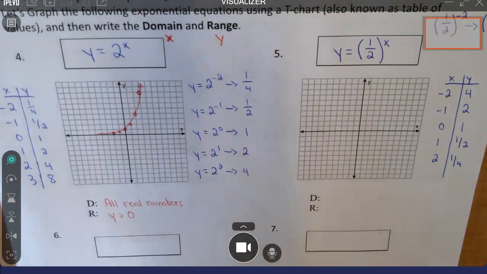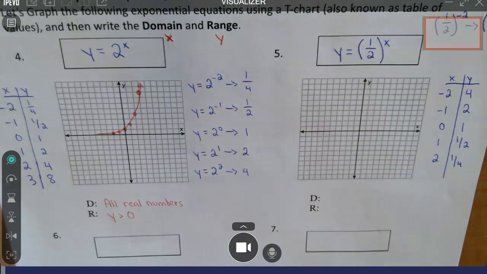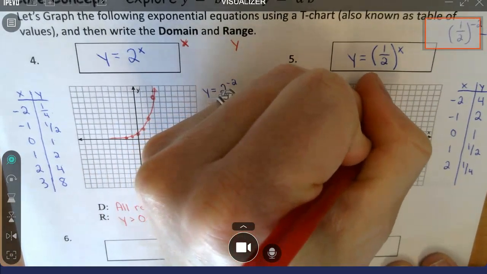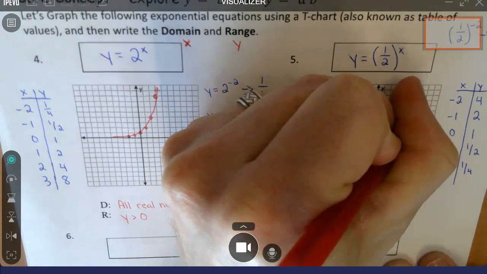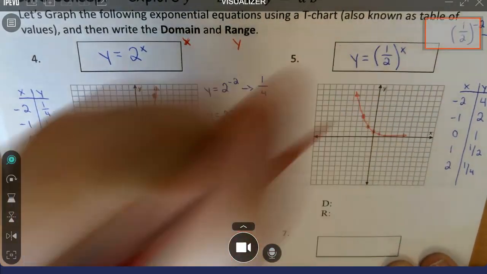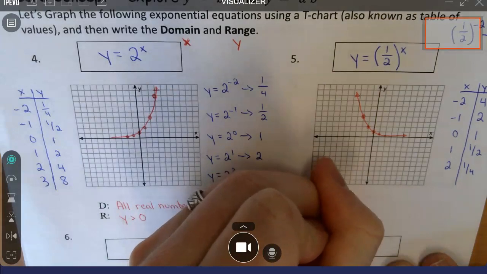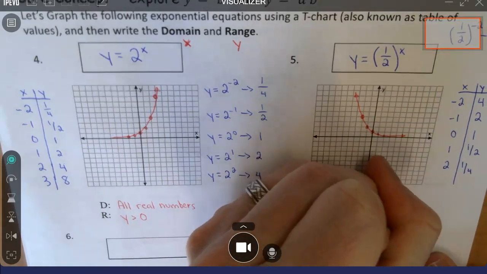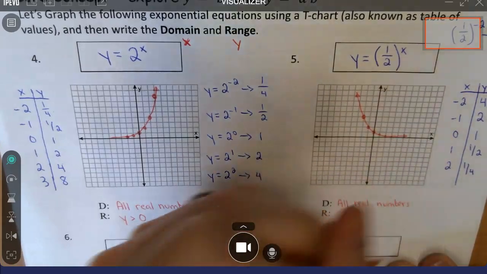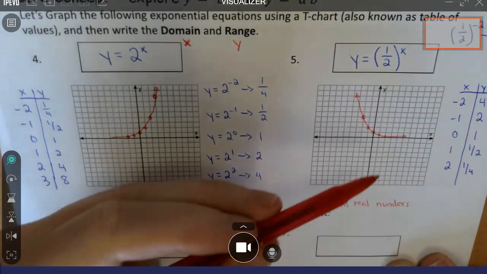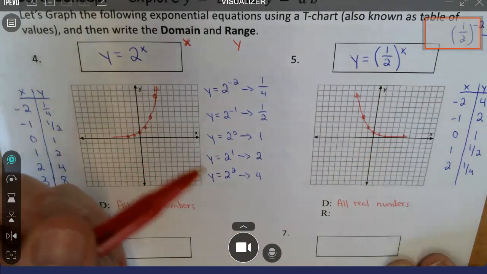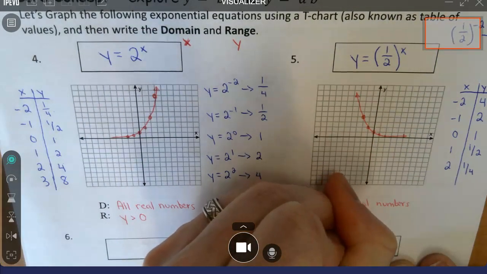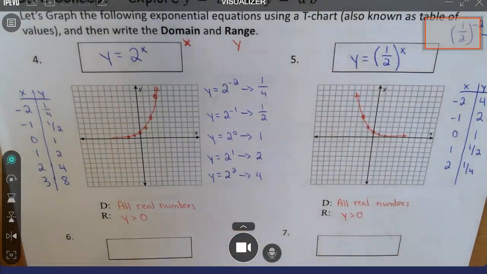So now I'm going to graph these 5 points. So here are the 5 points, and as I connect them with my curve, they still fall along the y-axis like they did before. My domain is still all real numbers. And my range, my y values, everything's still above the x-axis, so the y values are positive, so it's still y is greater than 0.